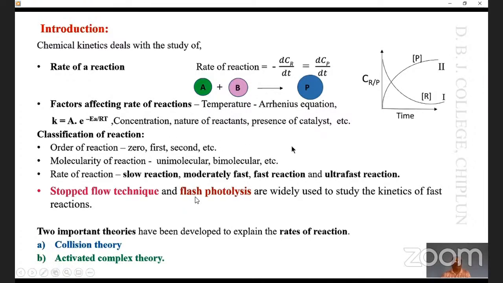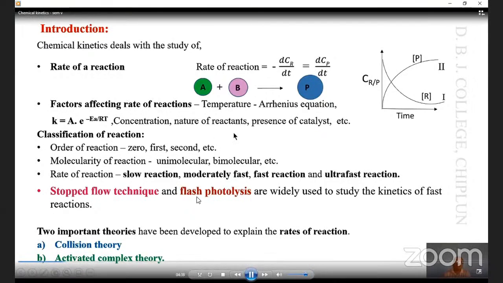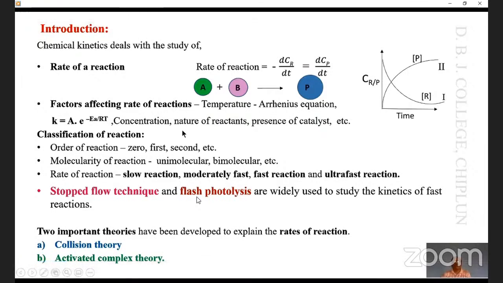So what is this energy of activation? Energy of activation is nothing but the minimum amount of energy that is required for the reactant molecules to react with each other upon collision. Now, the second factor on which the rate of a reaction depends is the concentration. It is found that as the concentration of a reactant in the reaction mixture increases, the rate of a reaction also increases.